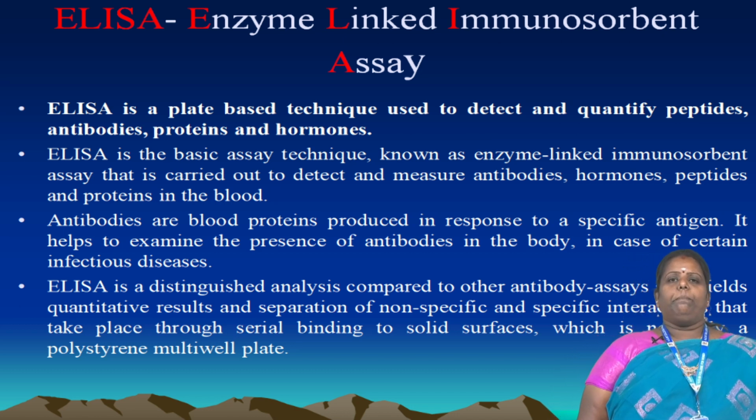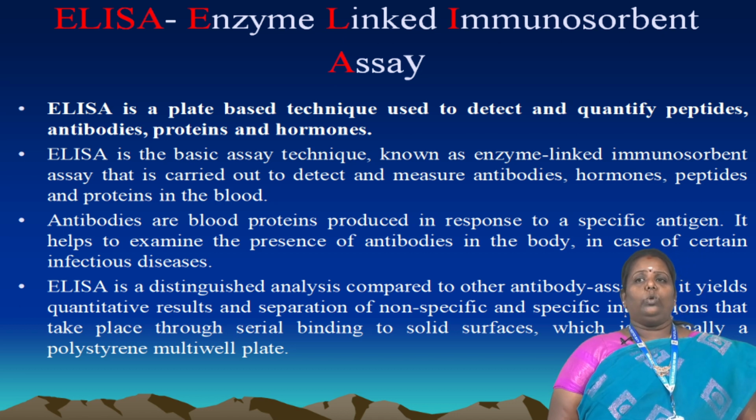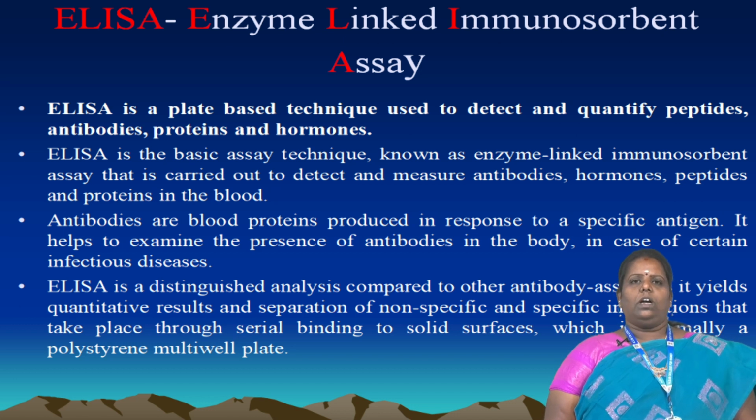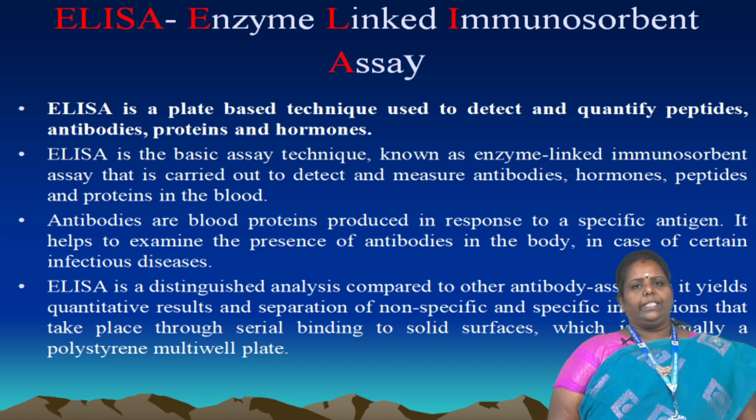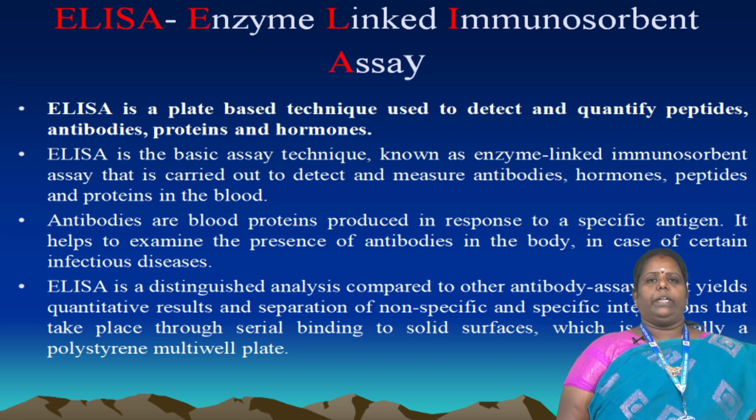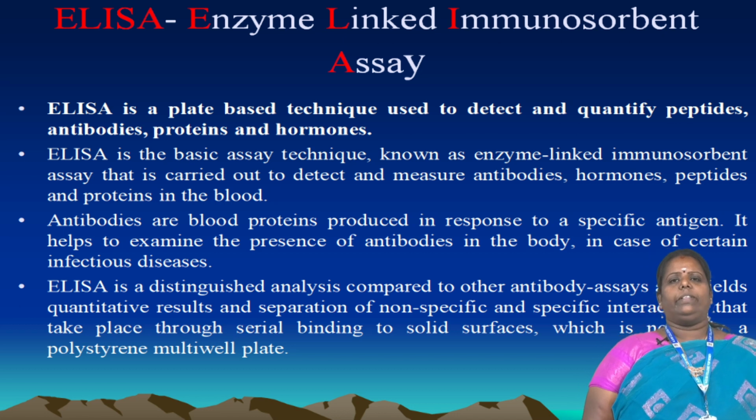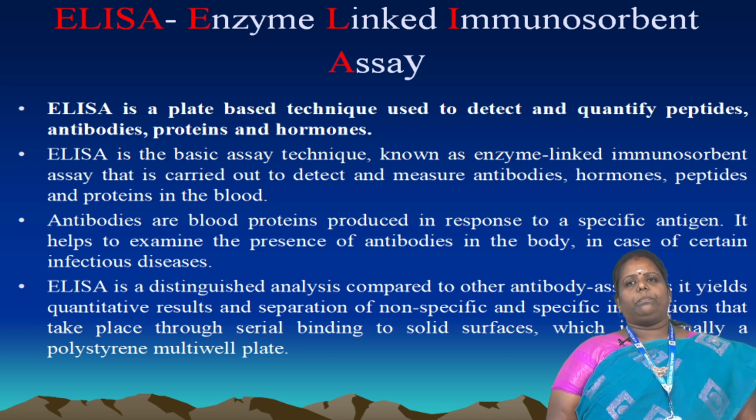Normally, ELISA is a plate-based technique to detect and quantify peptides, antibodies, proteins and hormones. What is meant by a peptide? Two amino acids combined make a peptide. Antibodies are the normal immune response that occurs in our body; when any antigen attacks our body, the body secretes antibodies. Proteins, you know very well: our body is made up of protein, and all the enzymes are also made up of protein. And hormones are also one of the important secretions in our body.